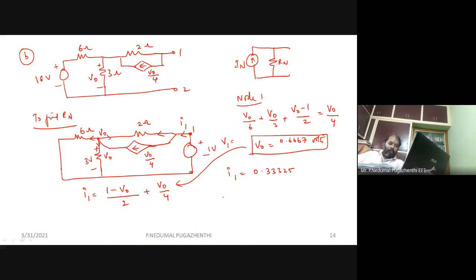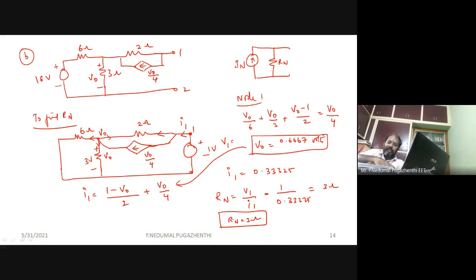Okay, but what is R Norton? R Norton is equal to V1 by I1. That's the idea. What is V1? V1 is 1 volt. What is I1? This is going to be 0.33325. I will get 3 ohms. Check that. Rn is equal to 3 ohms. 1 divided by 0.333 will give you what? 3 actually. 1 by 0.33 is going to be 3 ohms. So Rn has been found.